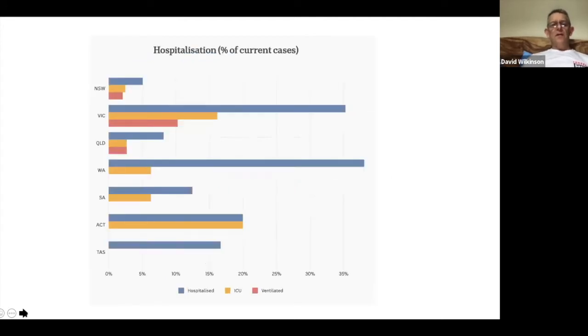One of the things I find very interesting, if you have a look at this, is the hospitalization by the different states and territories.